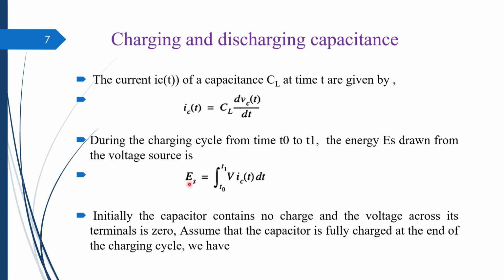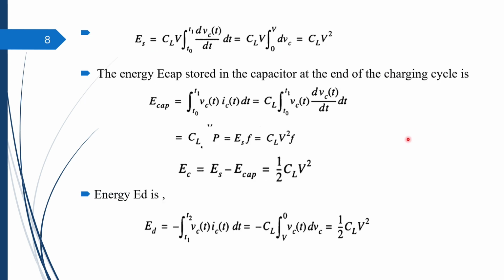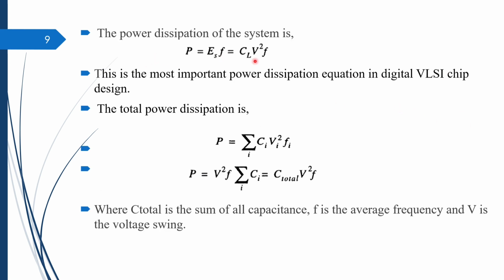We have a voltage source in the circuit as VDD, and that is related with the equation over t0 to t1, the time instant where voltage and current are multiplied. During the charging and discharging phase, we come across the equations of E_S, E_cap and E_D. There are three different terms related with that. The energy stored in the capacitance is half C_L V squared, the dissipated energy is half C_L V squared, and what is drawn from the source is C_L V squared. With respect to that, the power dissipation concept is well understood.